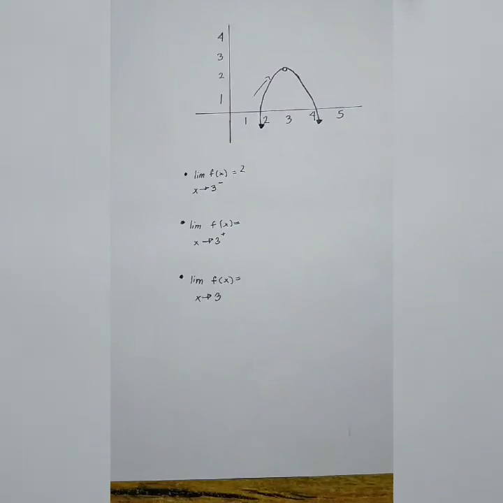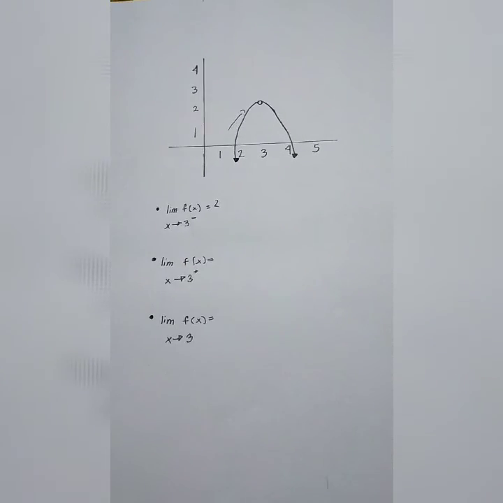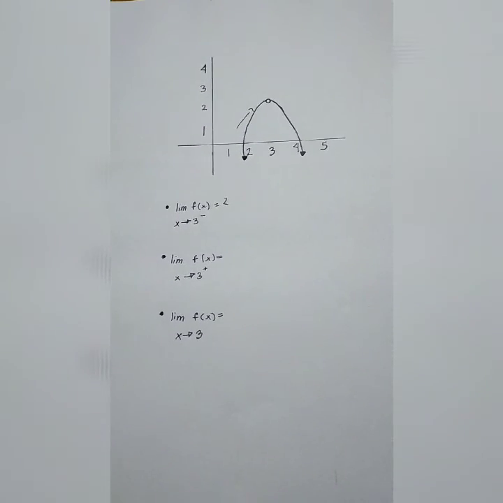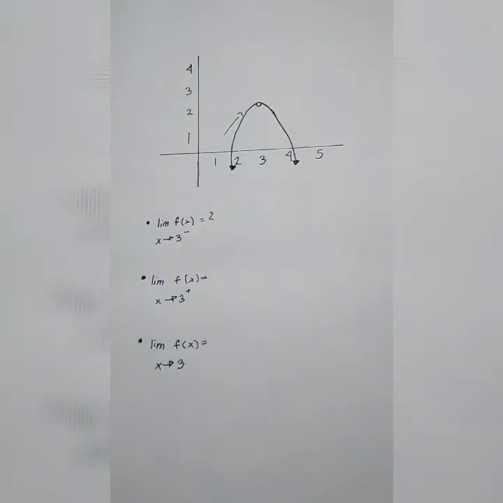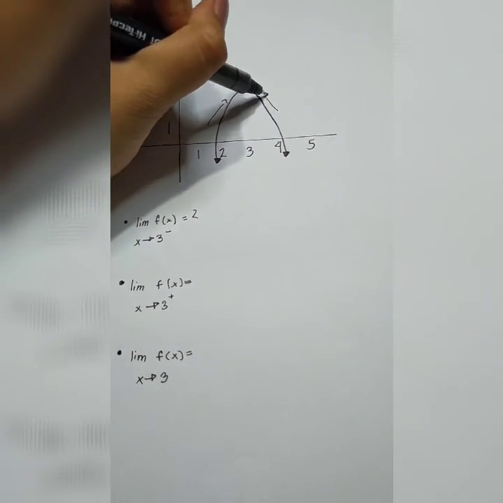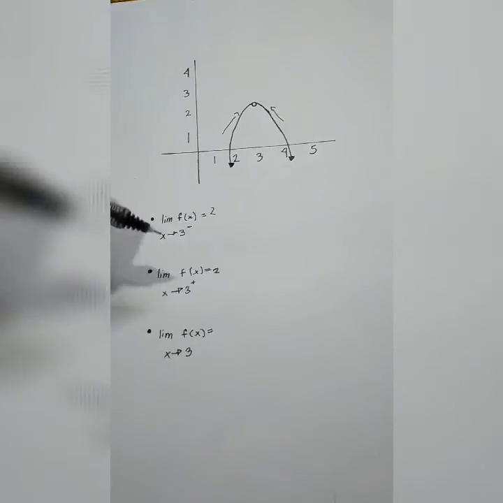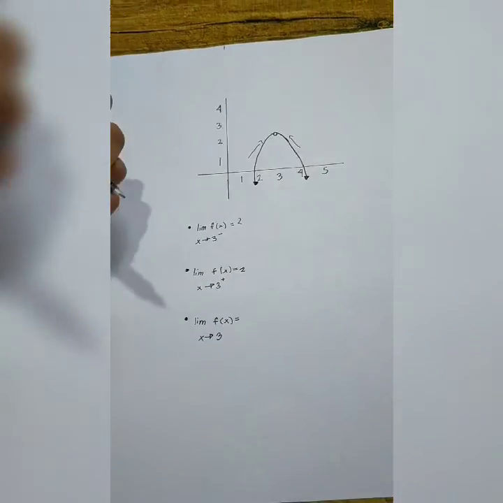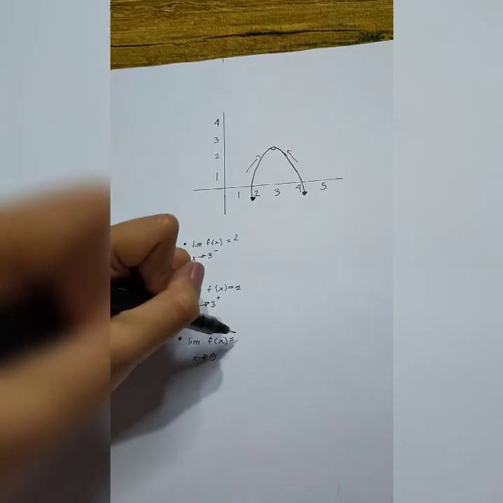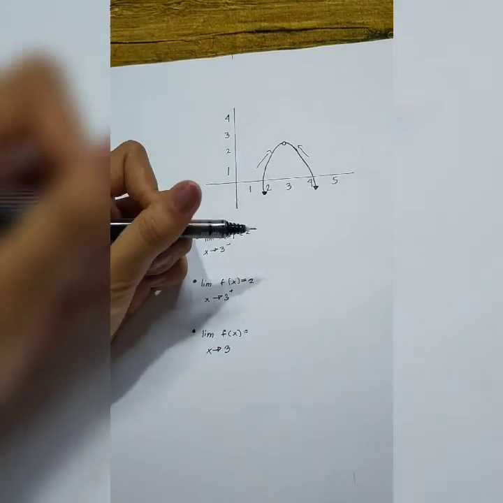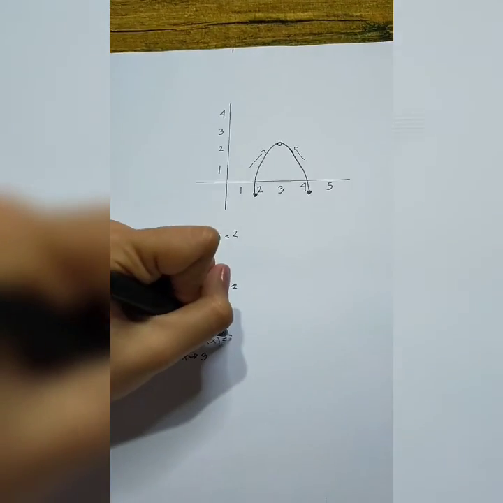Now, how about the right of f of x, from the right side as we approach an x value of 3? Notice that the y value is also 2. Now, basically, the final answer of the limit as x approaches 3 from either side: the two values are the same. So we can write here equals 2.